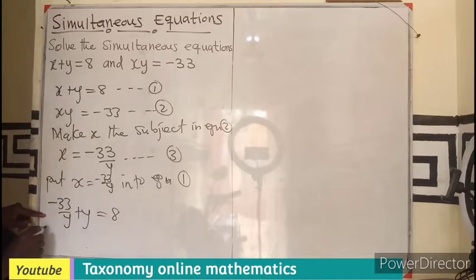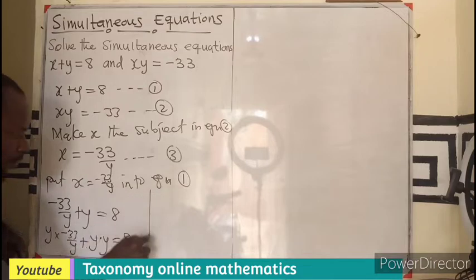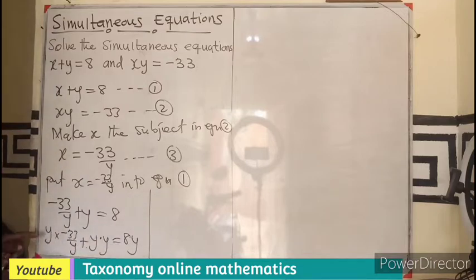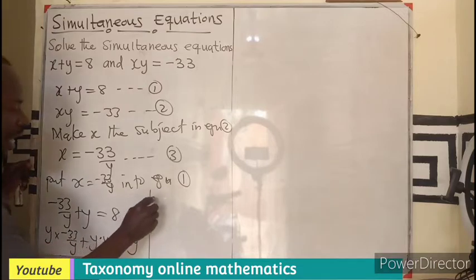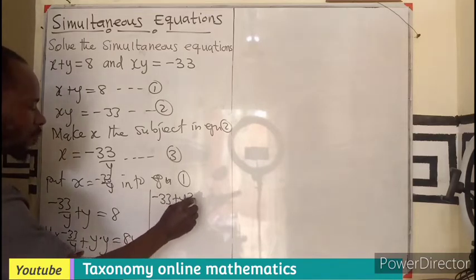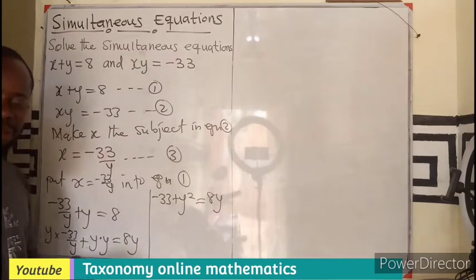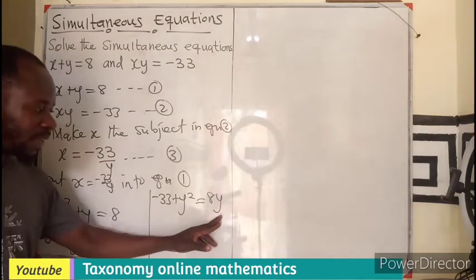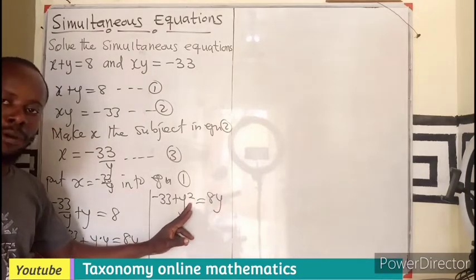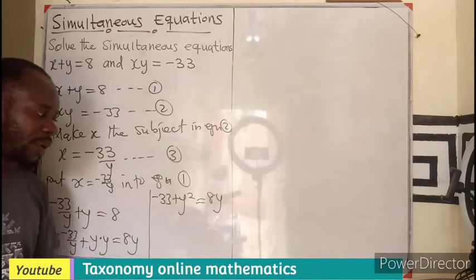So if you multiply through by y: y times minus 33 over y, plus y times y, equals 8 times y. Per that calculation, y will cancel y, you'll be left with minus 33, then plus y squared equals 8y. Can you see that the variable now has a power of 2? That simply means you are having a quadratic equation.